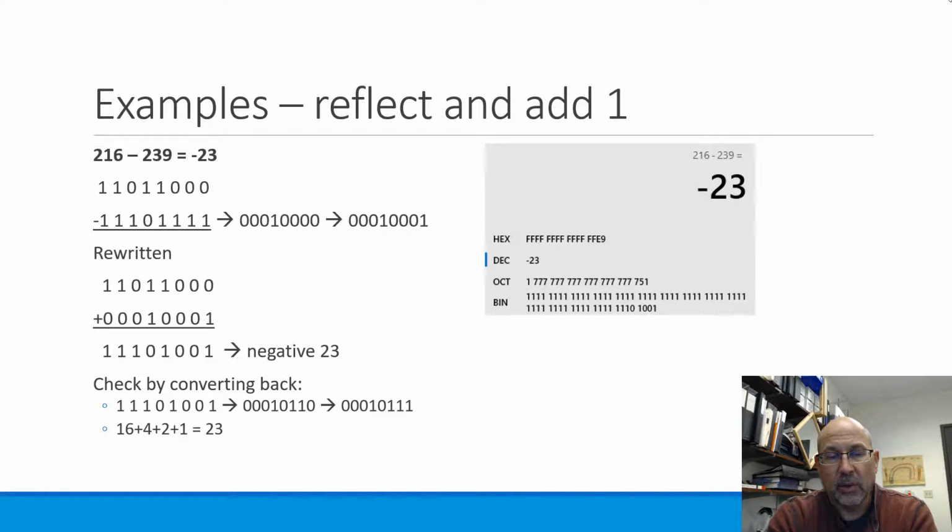11101001. Well, it turns out that that is -23. And the way that we would check would be converting back to see if we get 23. And so we would invert again and add 1, and it turns out that we get 23. How about that? So that's the way that it works. And just to be sure, right, we can check it out on our handy dandy calculator, and there it is on the right hand side.